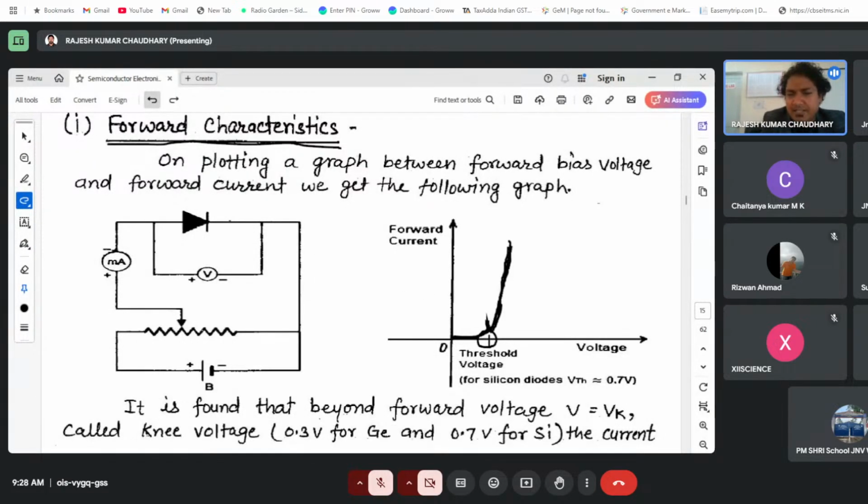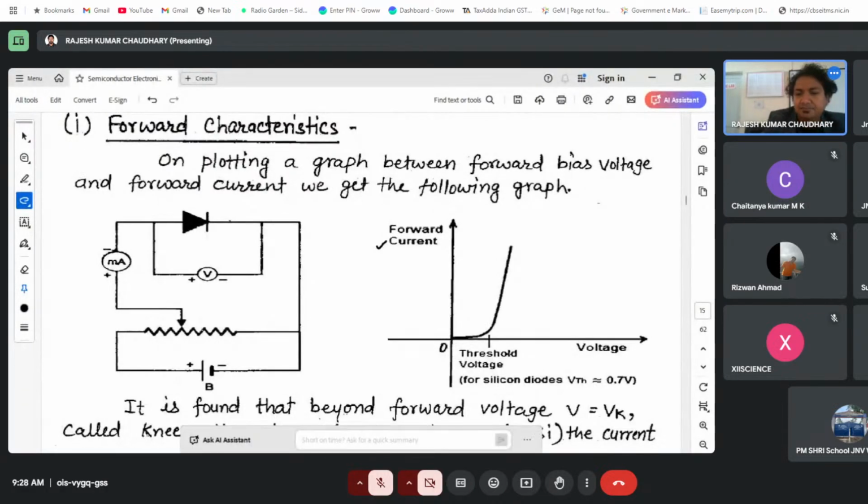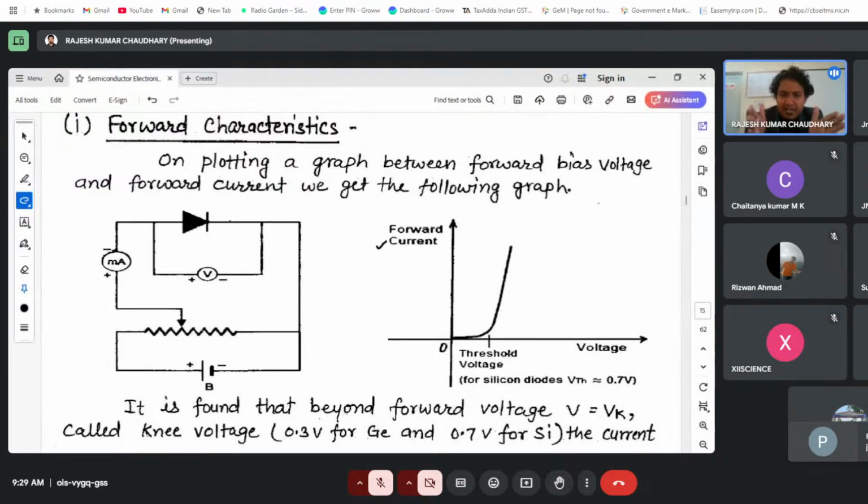Okay, so if in the board exam they ask you what are the forward characteristics of a p-n junction diode, you have to draw this diagram. Got it? Yes. And please try to understand about threshold voltage. Threshold voltage is that voltage till which it is used for decreasing the potential barrier. And after the threshold voltage our p-n junction diode will behave as a conductor.